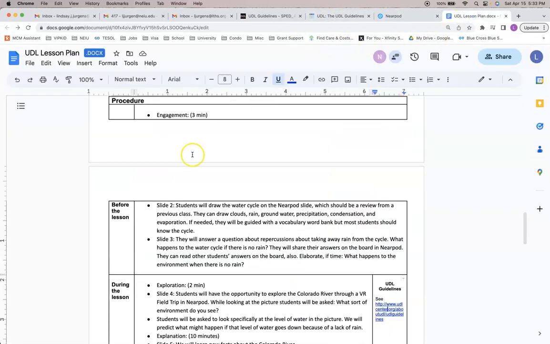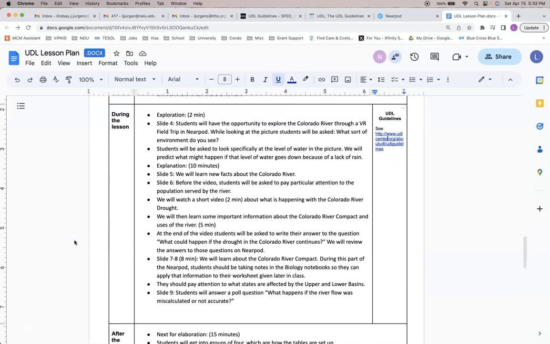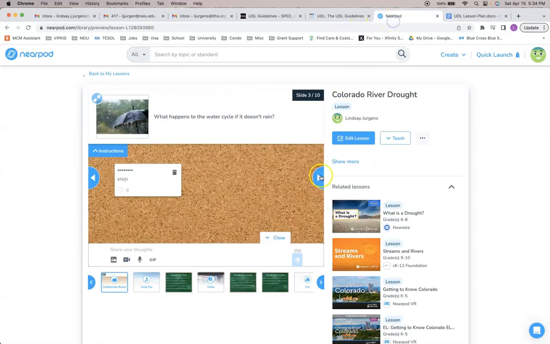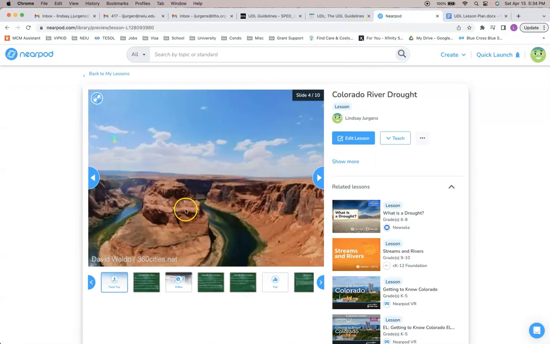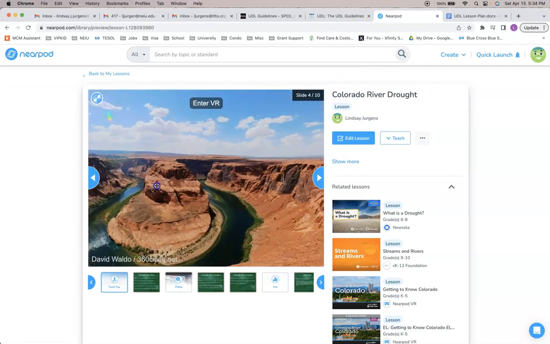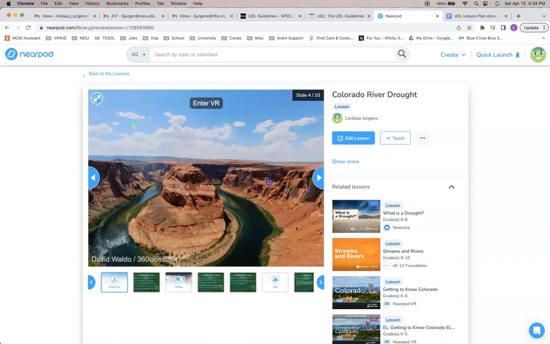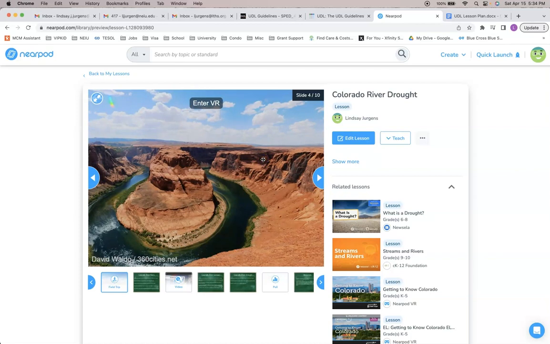The next thing we will do is during the lesson. So for exploration, on slide 4, students are exploring the Colorado River through a VR field trip in Nearpod. If we go to slide 4, you can see here is the Colorado River. Students on their own screens, on their own computer, can drag and drop and view what the Colorado River looks like. This is really great for UDL guidelines because it allows for students to see things from a different perspective.